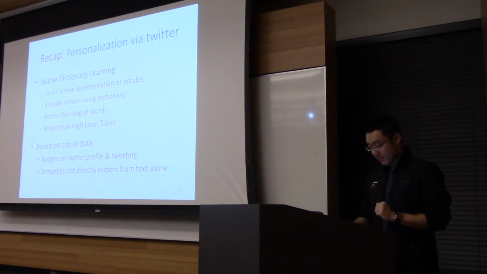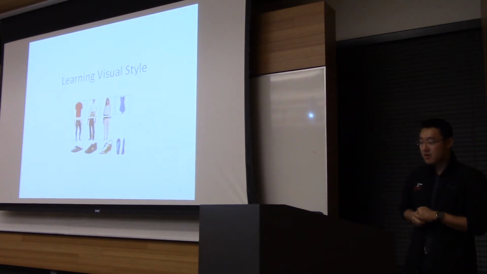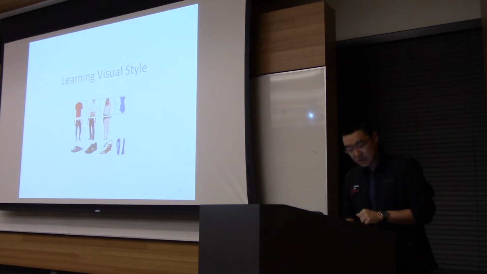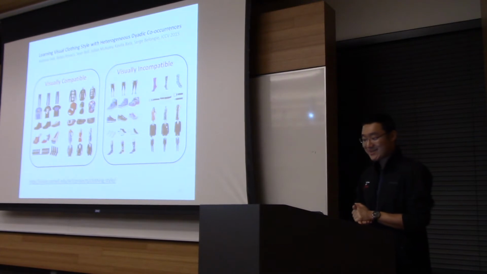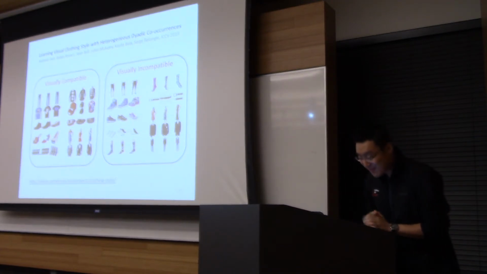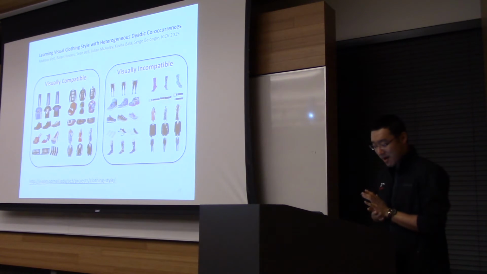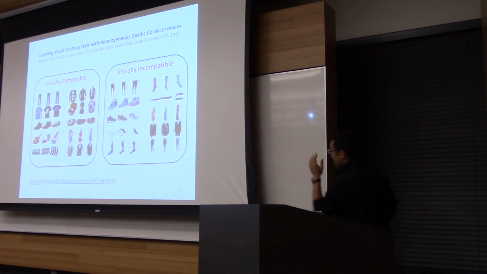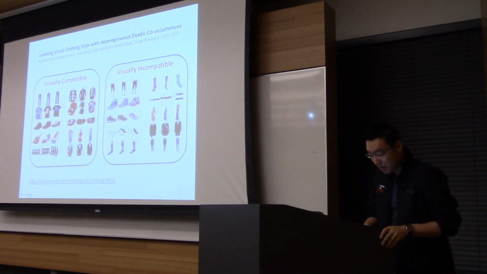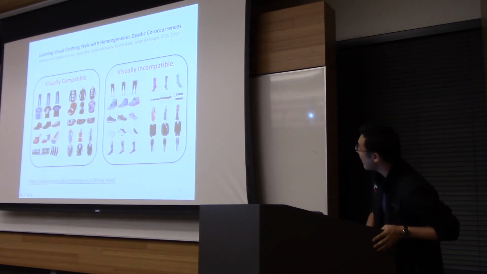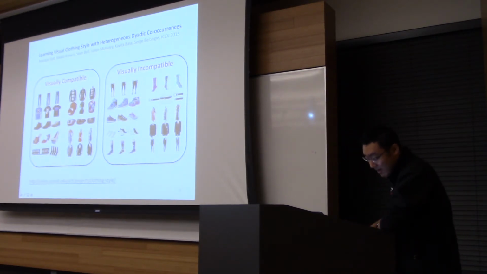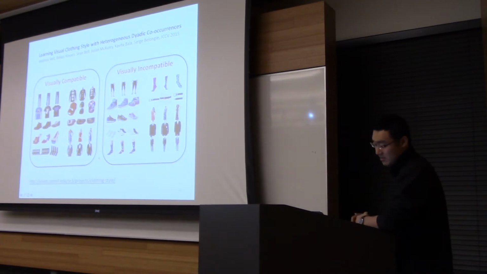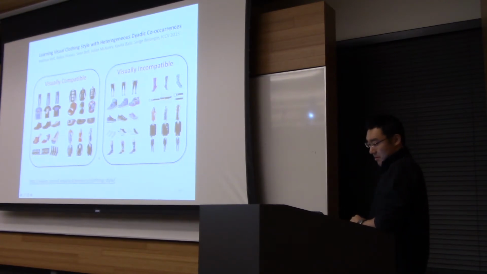All right. The last one I'll talk about is a project on learning visual style. The paper I'll be describing is learning visual clothing style with heterogeneous dyadic co-occurrences. So here's one of the motivating applications. We want a model that can say something like, this type of outfit you see on the left is in some sense compatible, and these types of outfits you see on the right are in some sense incompatible. That's the thing that you want to learn.